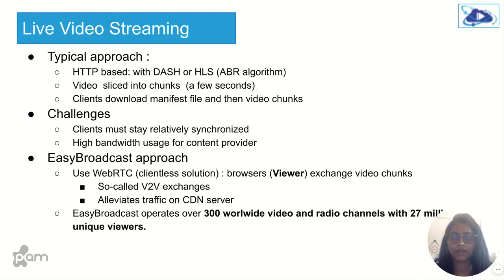The typical architecture of live video streaming uses either dynamic adaptive streaming over HTTP or HTTP live streaming protocol. For both protocols, the stream is divided into smaller chunks. The clients first download the manifest file, which has the information about the small chunks, and then the smaller chunks are downloaded. One of the important challenges of live streaming is that it needs to be fairly synchronized with the live time. Also, the basic client-server architecture, where every request for each chunk is sent to the CDN, induces high bandwidth cost for the content provider.